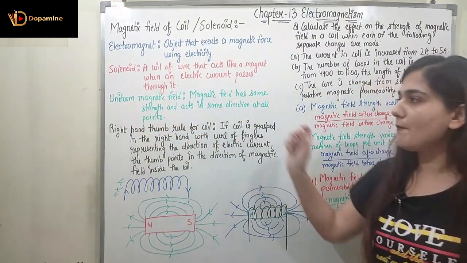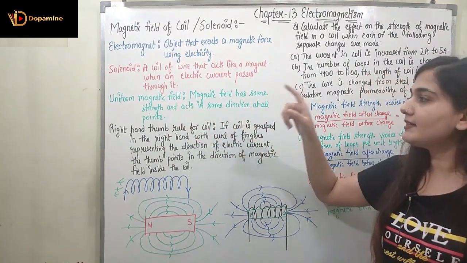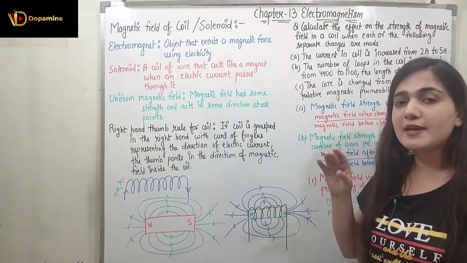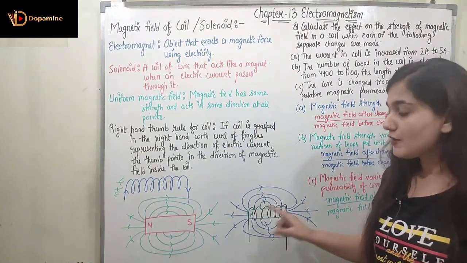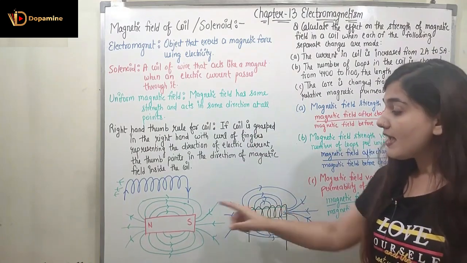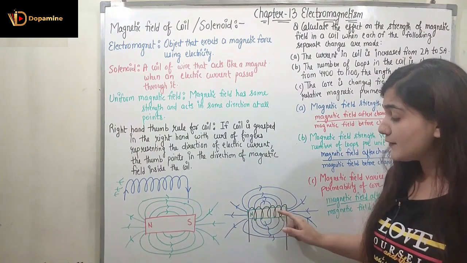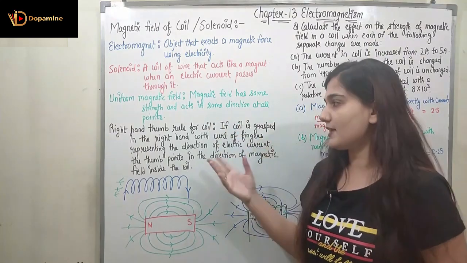Now coming to the uniform magnetic field. It is a magnetic field that has the same strength and acts in the same direction at all points. This magnetic field will have exactly the same strength and the same direction at all points. If I talk about the magnetic field inside this solenoid, at any point inside the solenoid we will have a uniform magnetic field, same strength, same direction, right?